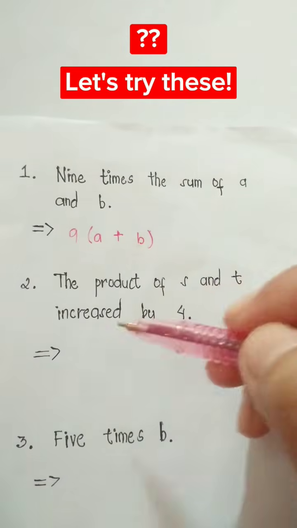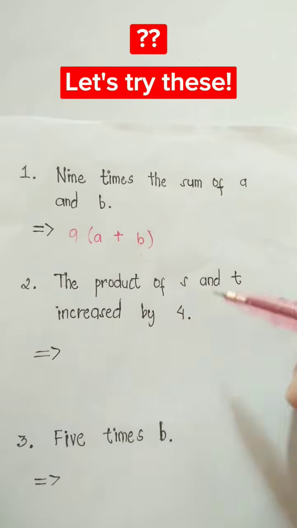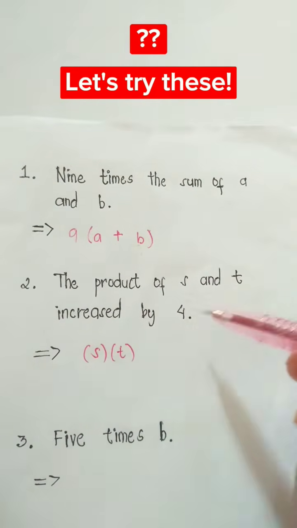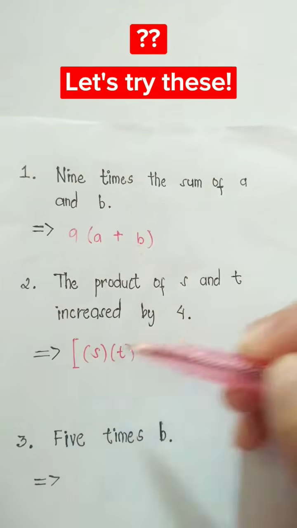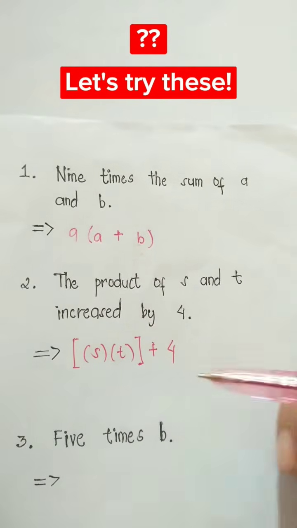Okay, next, the product of S and T increased by 4. If we say product, that means we have to multiply. So therefore we have to multiply S and T. That would be like this, S times T. Increased by 4, therefore we have to put brackets first. Increase means plus, so we're going to write plus, then 4.